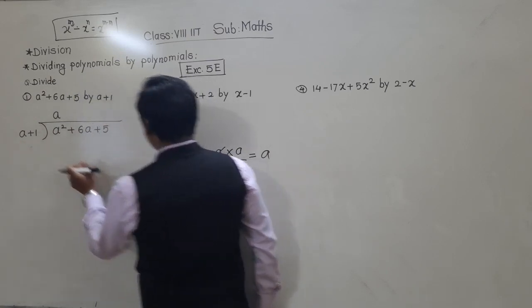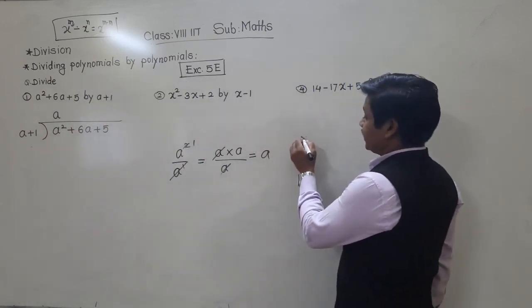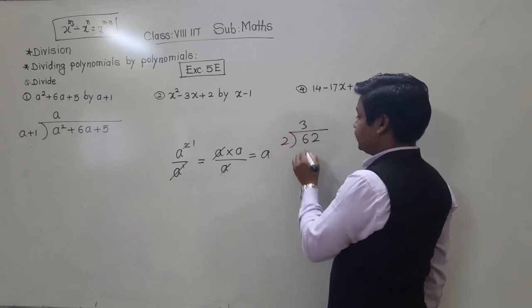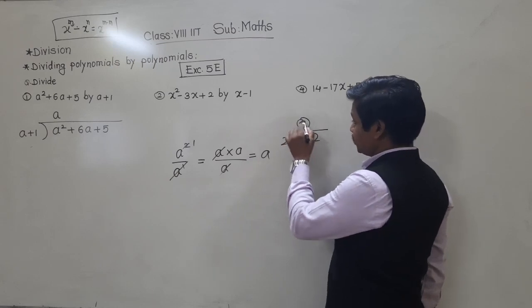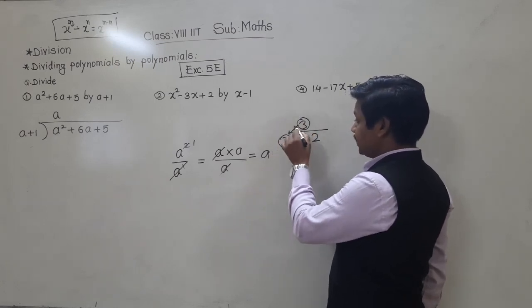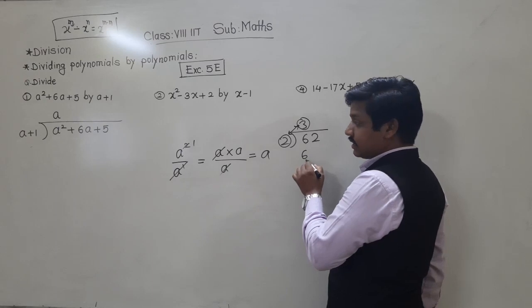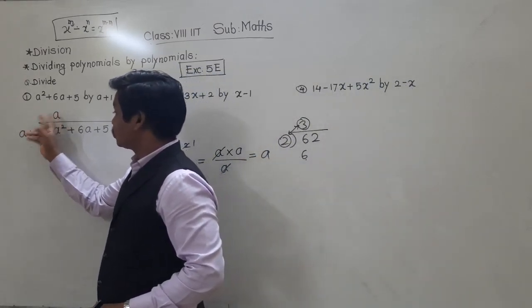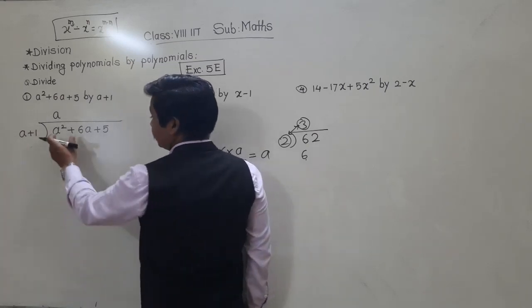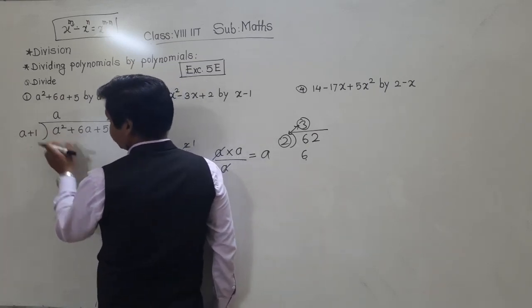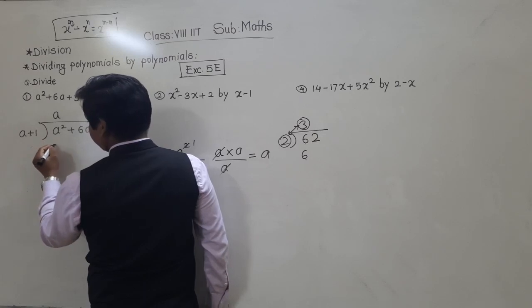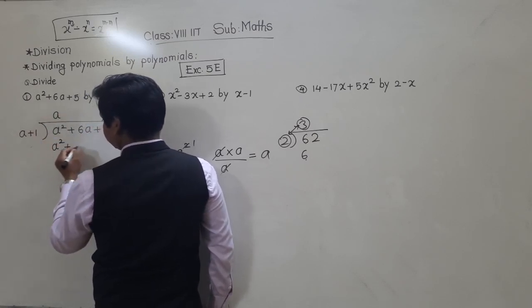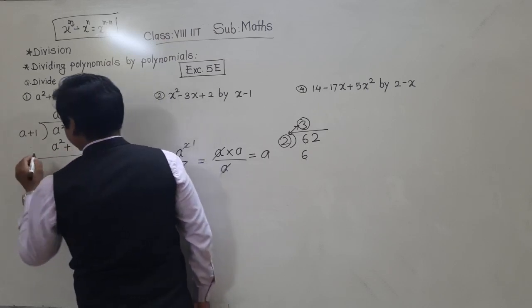Here, as usual, you know that when we divide any number, 62 divided by 2, what we do? 2 3s are 6. Means this quotient and divisor we multiply, and that we write below this, right? Similarly here also, let us multiply this quotient and divisor, and that we have to write below this dividend. A into a square, and a into plus 1 plus a. Okay?